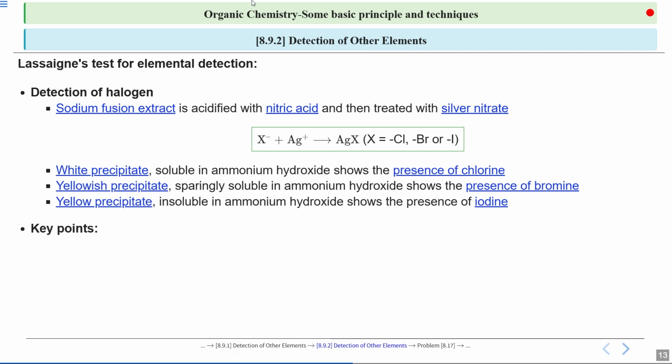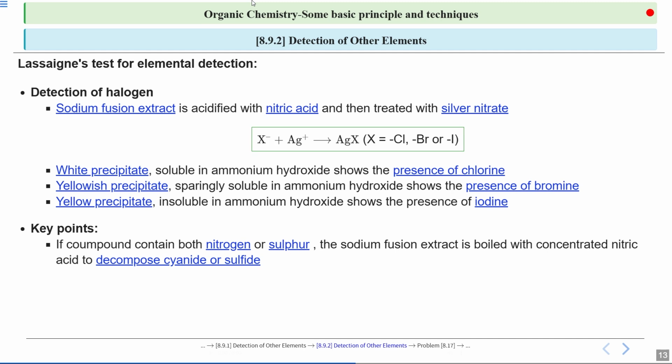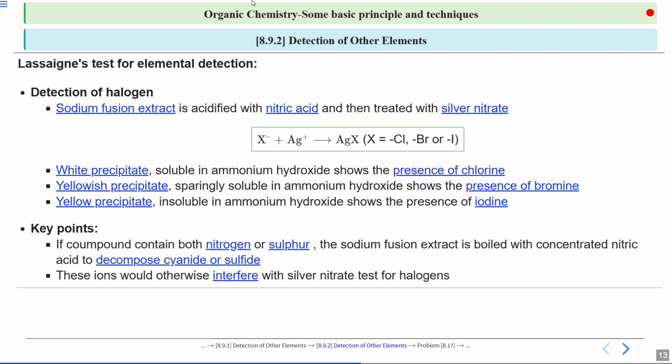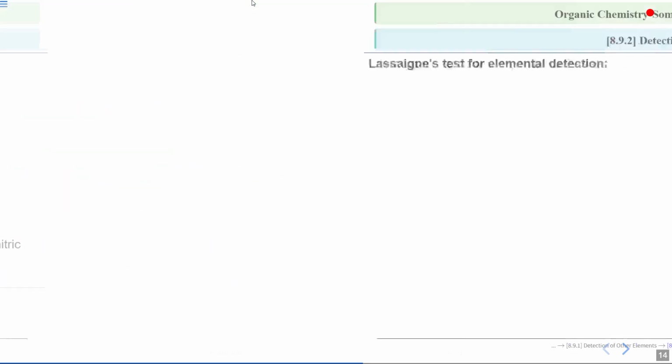What are the key points you should remember? If nitrogen or sulfur is present in the compound, they can interfere with this halogen detection. To prevent this, the sodium fusion extract is boiled with concentrated nitric acid to decompose any cyanide or sulfide. These ions, if not decomposed, would interfere with the silver nitrate test for halogens, and it is important to eliminate this possibility to ensure accurate detection.